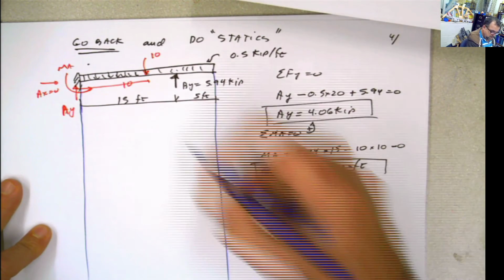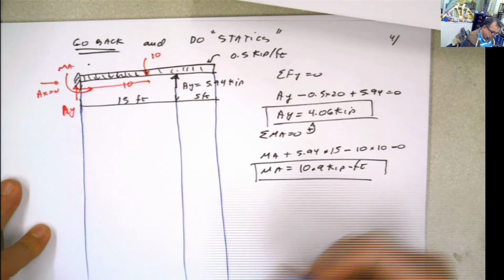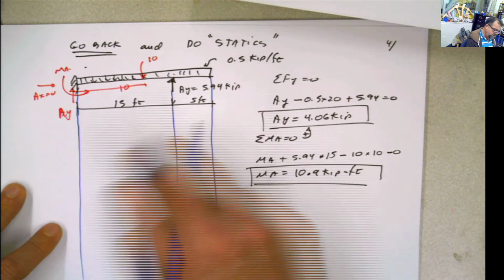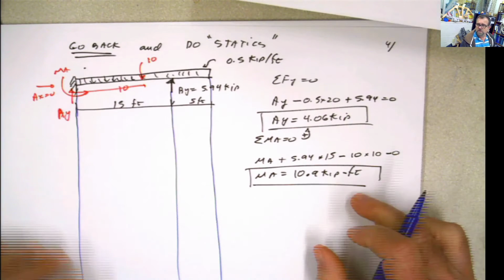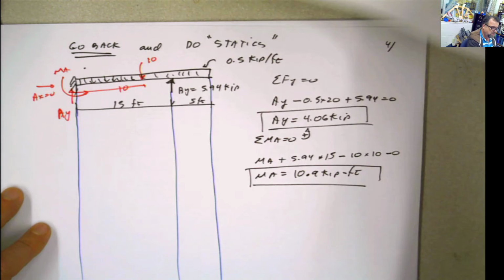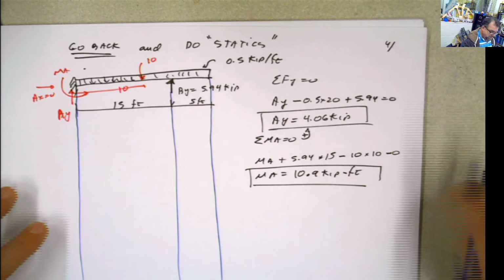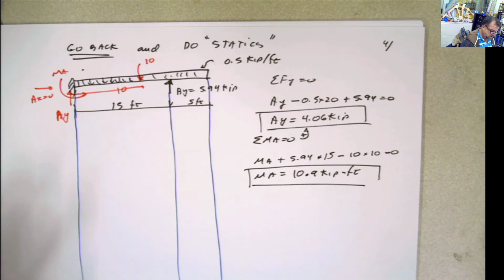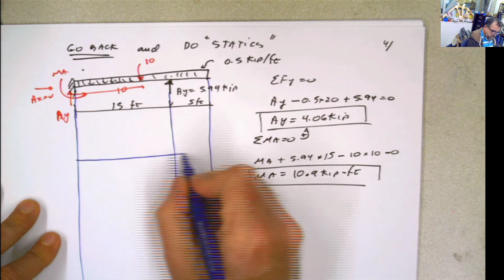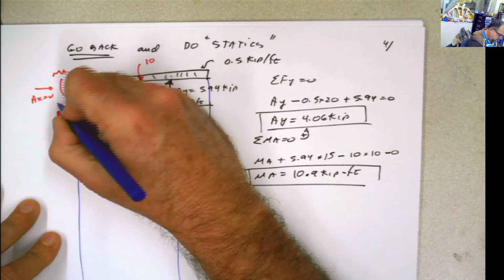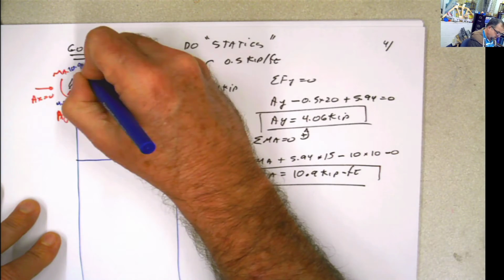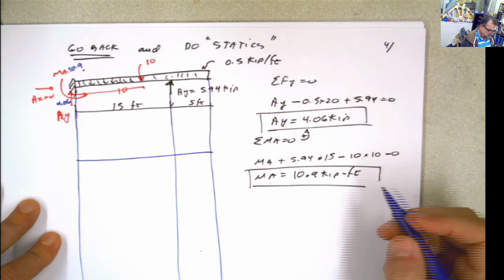You put your lines, discontinuities, points of interest, whatever you want to call it, at the beginning, at the end, wherever you have an internal support, whatever the internal force, or whatever the distributed load begins, wherever the distributed load ends, wherever you have a change in geometry, then you do that. And now you put here your shear diagram. AY, remember, is 4.06, MA is 10.9. I'm not gonna do axial because there's no axial.